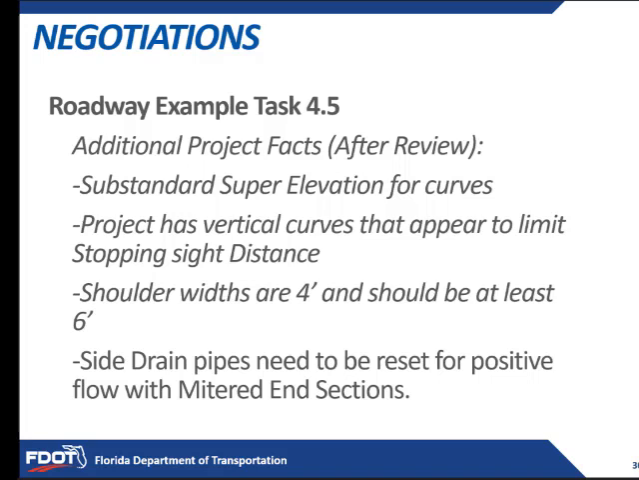Well, as we dig a little deeper, and after our field review, we note that we have substandard super elevation for curves. And the project has vertical curves that appear to limit the stopping sight distance. The shoulder widths are 4 feet and should be at least 6 feet based on the criteria. And the side drain pipes need to be reset for positive flow with mitered end sections. So what seems like a straightforward project based on the initial project needs has turned into a project that is a little bit more involved.